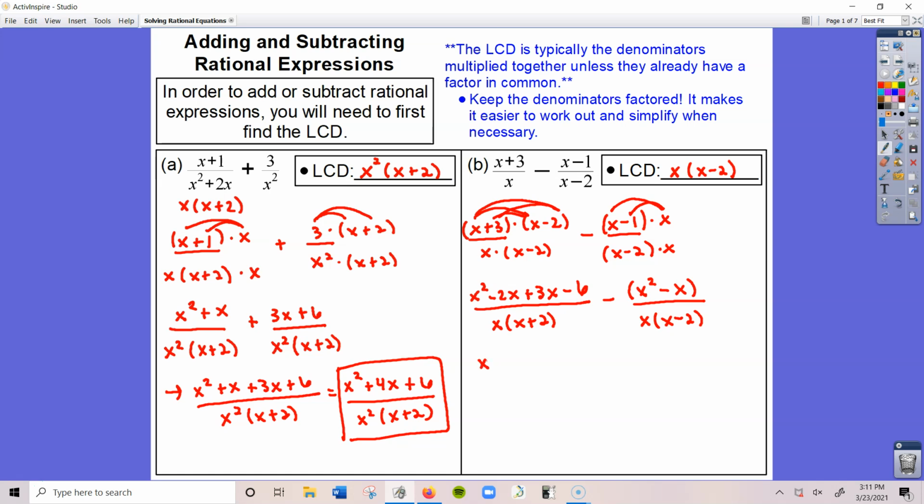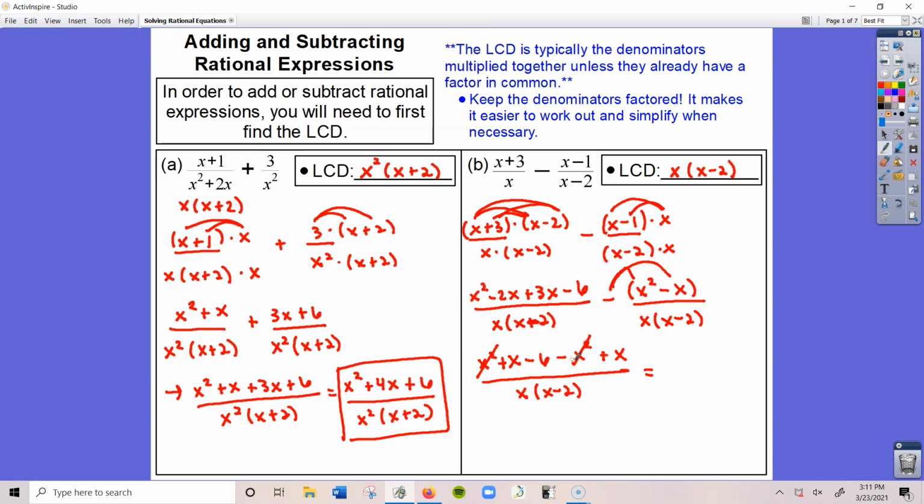So this would give us x squared minus 2x plus 3x is plus x minus 6. Minus, now I'm going to distribute this negative, x squared plus x all over the same denominator, which is x, oops, this is a minus, times x minus 2. Now we just combine like terms in the numerator.